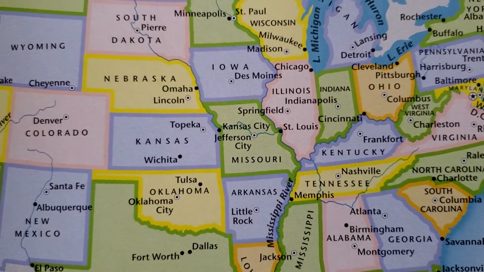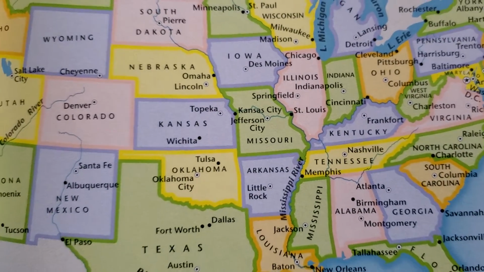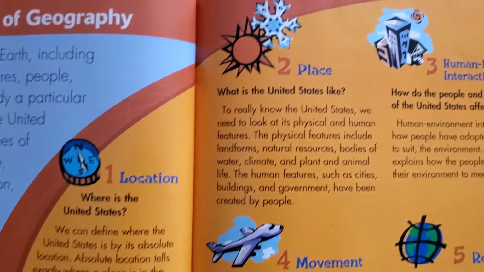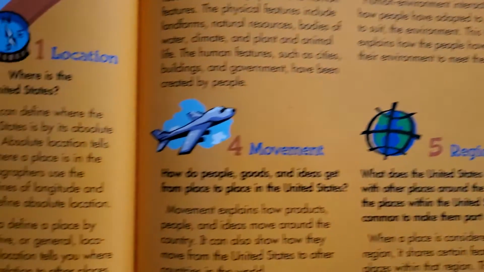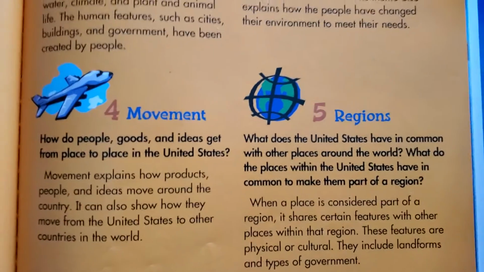Okay, I hope that helps and that you have a better idea of what the 5 themes are. Remember, the 5 themes are location, place, human-environment interaction, movement, and regions.